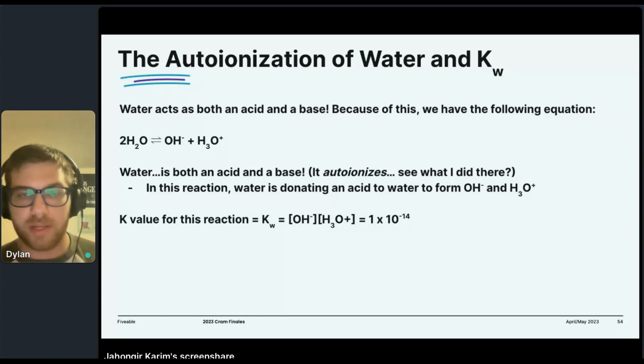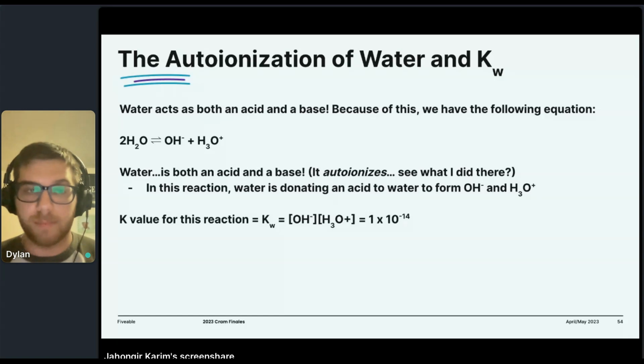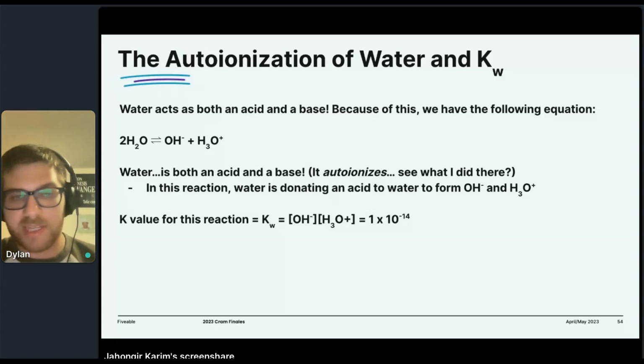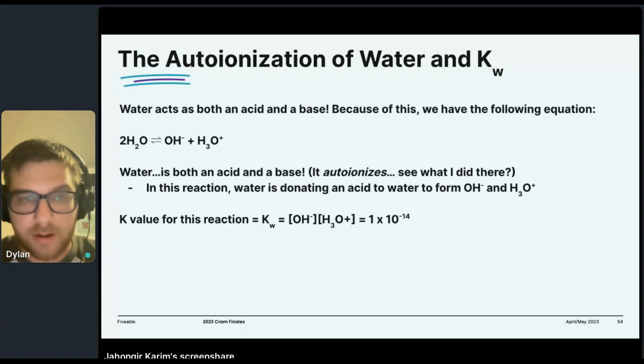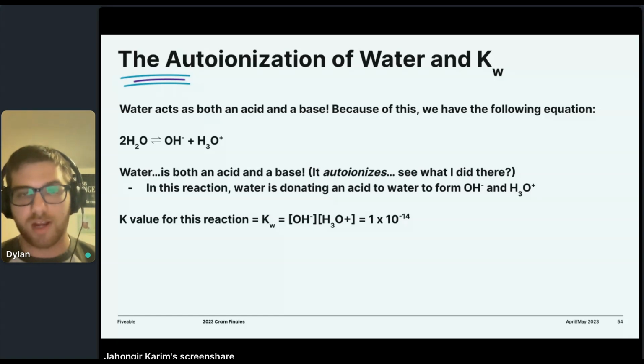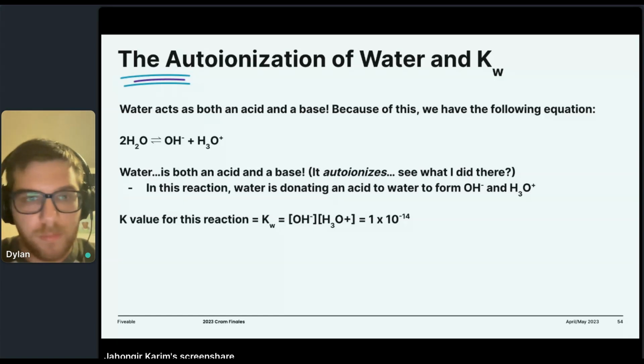And something that's really important to note is this equation has a K value, right? It runs in equilibrium, and it reaches a point where the rate of creation of OH and H3O is equal to the rate of creation of water. So in this case, the K value is a special constant called Kw, and it's equal to 10 to the minus 14. And we'll see why that constant is actually really important. But for now, just note that that is the equilibrium constant of that equation right there, of two waters reacting to form a hydroxide and a hydronium ion.